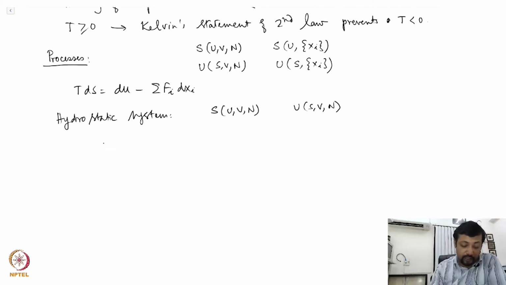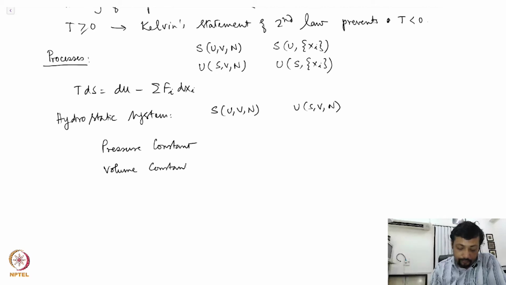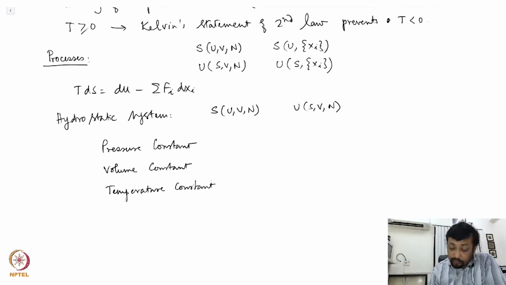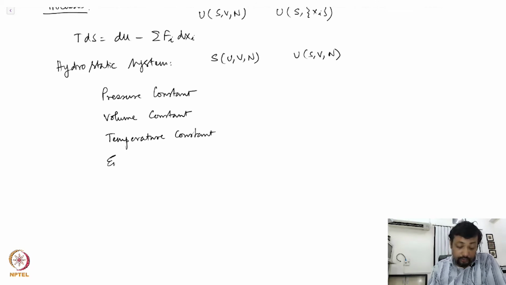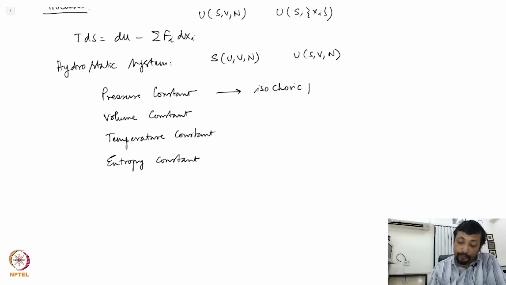There are several ways. You can keep pressure constant, you can keep volume constant, you can keep temperature constant. Usually the particle number is always held constant, so we will not talk about N explicitly unless we want to. And you can also keep entropy constant. This is what is known as an isochoric process.